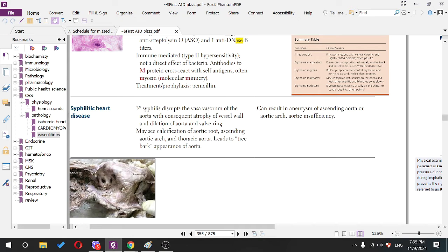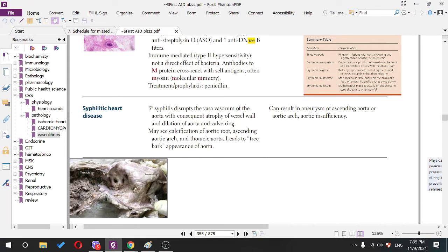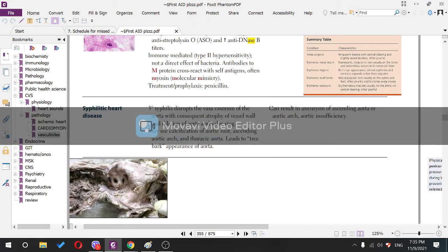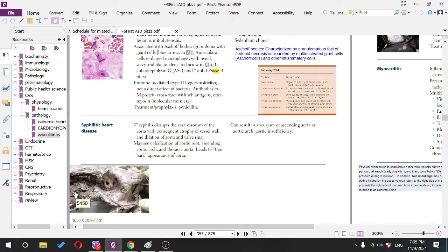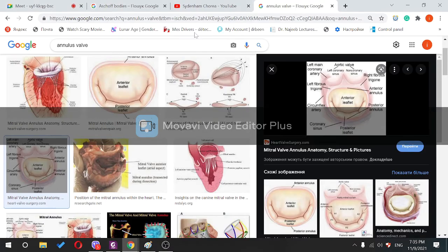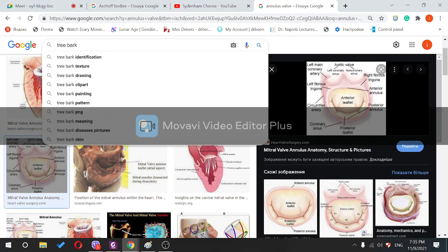So the next thing, it may show calcification of the aortic root, ascending aorta, and thoracic aorta. So again, calcification of the aortic root will occur, ascending aorta and thoracic aorta. Well, that does not sound bad. Well, look how it looks. It's disgusting. If you take a look at it, it looks like tree bark, like the root of a tree. And that's how your aorta will start looking. Let's take a look at it.